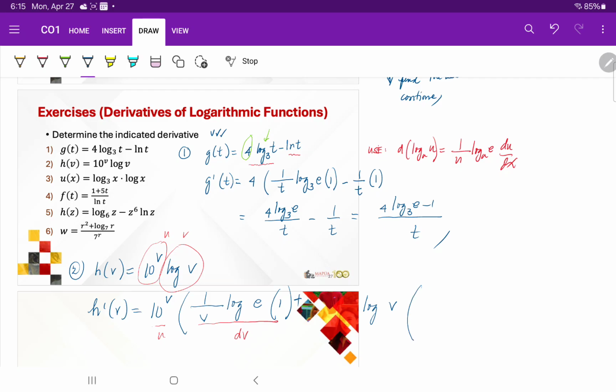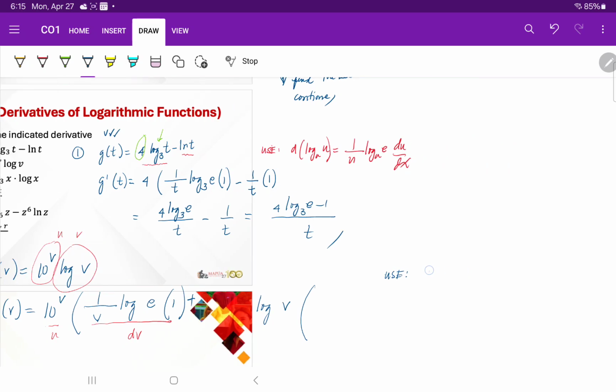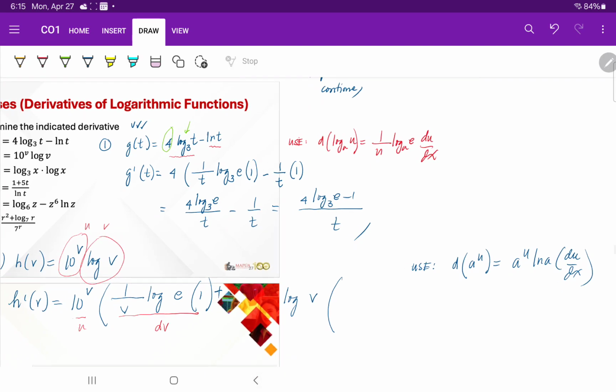So how do you find the derivative of 10 to the v? We use the derivative of a to the u. It's a to the u ln of a times the derivative of u with respect to x. And here, you have a to the u. Your a is 10, and this is u. So the derivative is a to the u, so 10 to the v, 10 to the v ln of 10 times 1.